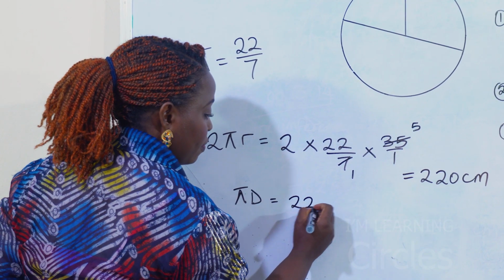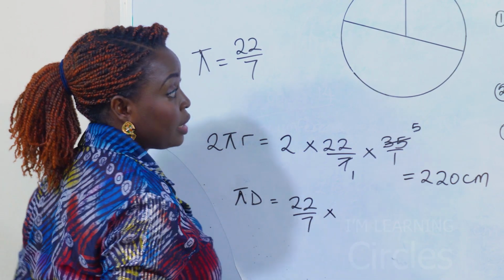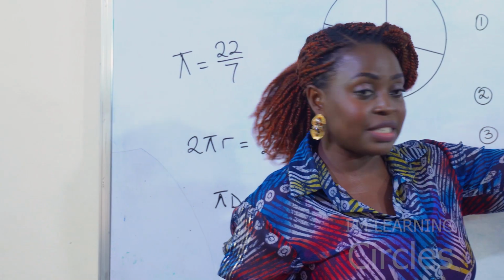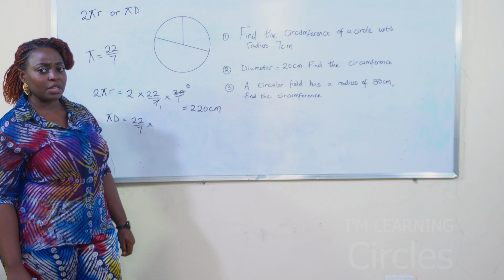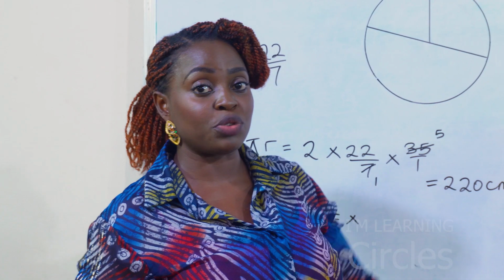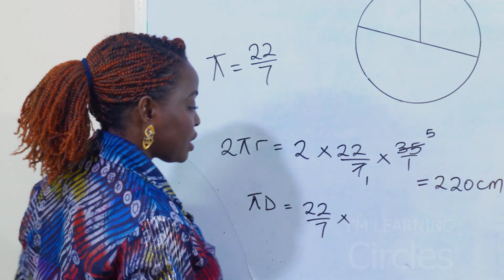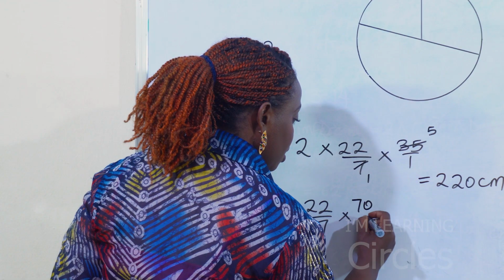Pi times your diameter. Remember, if your radius is 35, what do you think your diameter would be? Your diameter is definitely 2 times your radius. So 2 times 35 is 70 over 1.